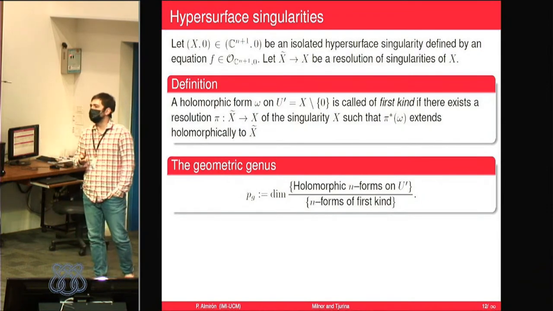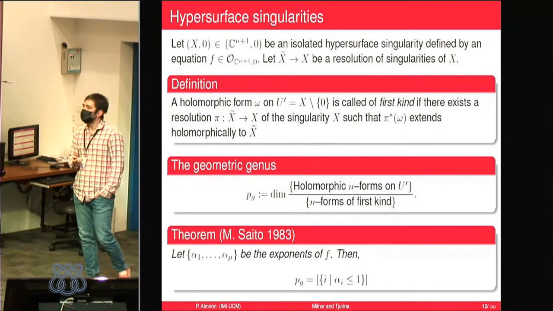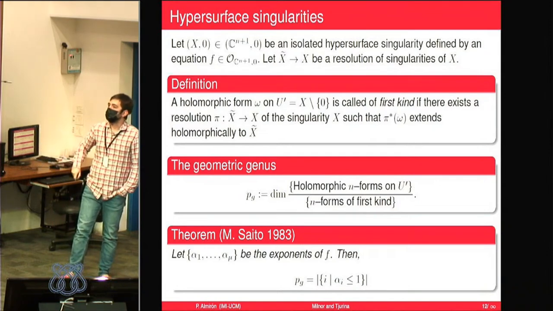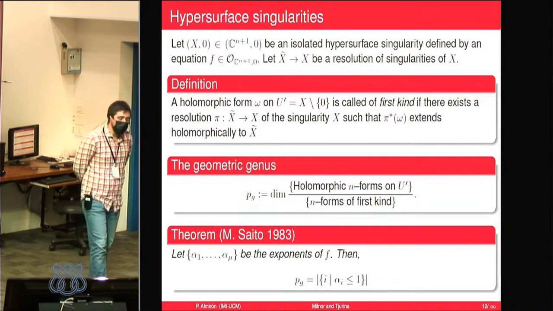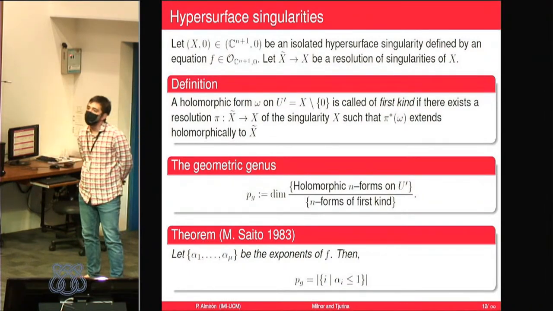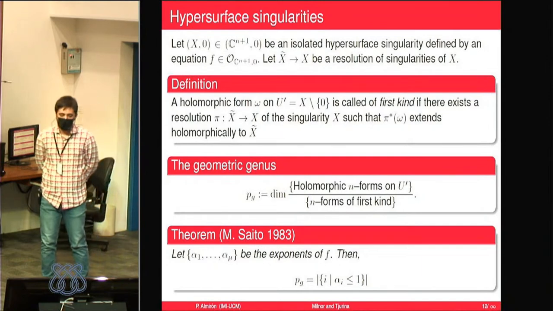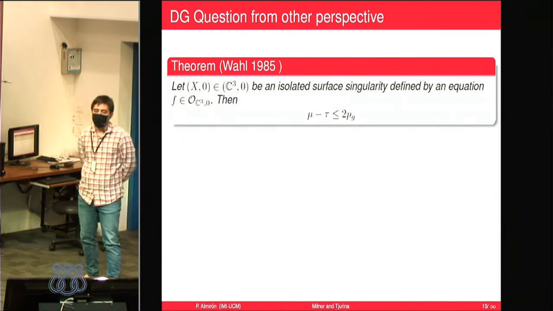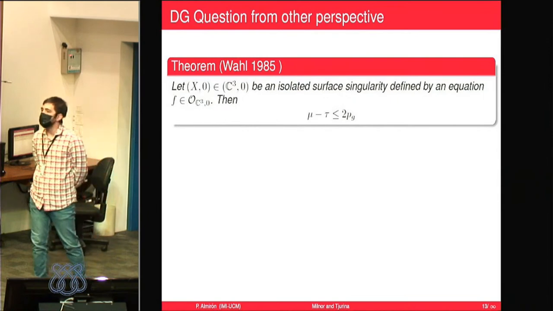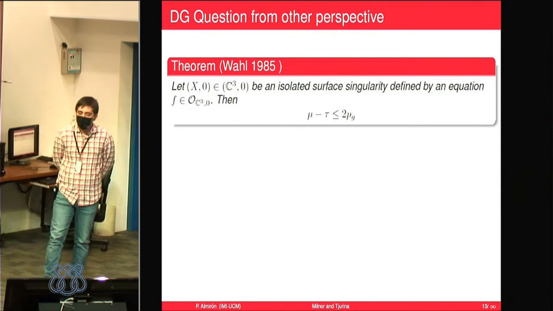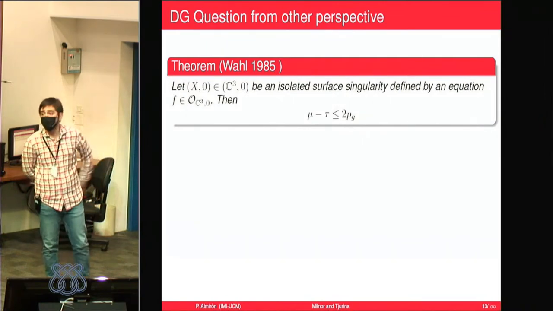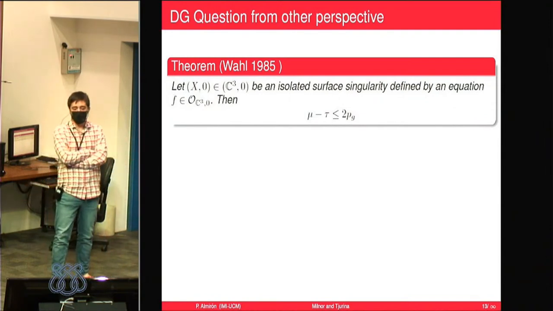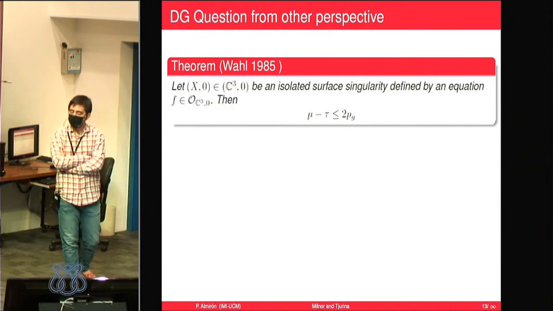But most important is that we have a theorem of Morihiko Saito in 1983, that the geometric genus is the number of spectral values less than or equal to one. And with this setting, the question is, can we relate the geometric genus with the Milnor and the Tjurina number? And this is our new perspective on Dimca and Greuel's question. So we go to a theorem of Jonathan Wahl in 1985. For isolated hypersurface singularities, we have this nice relation between the Milnor number, the Tjurina number, and the geometric genus: Milnor minus Tjurina is less than or equal to twice the geometric genus.